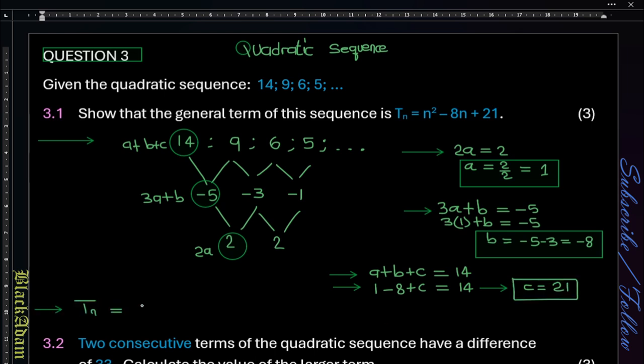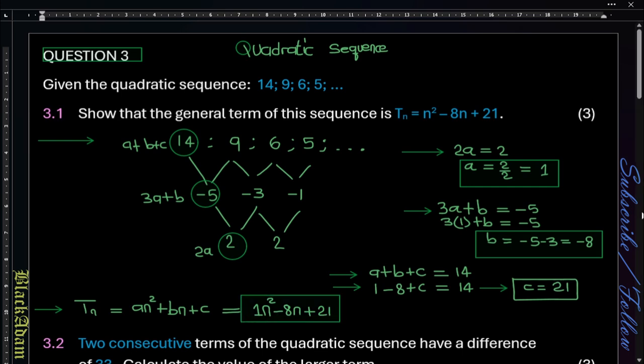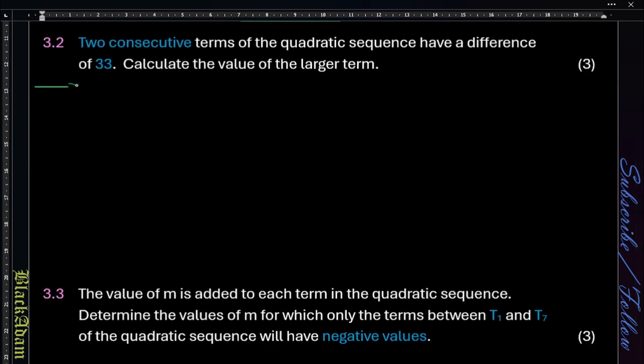And now Tn is going to be an squared plus bn plus c, and we know that a is 1, b is negative 8 and c is 21. So we've proven that the equation is equivalent to the one that we're supposed to prove.